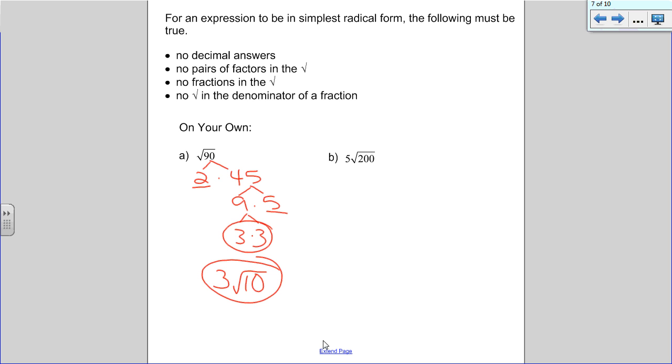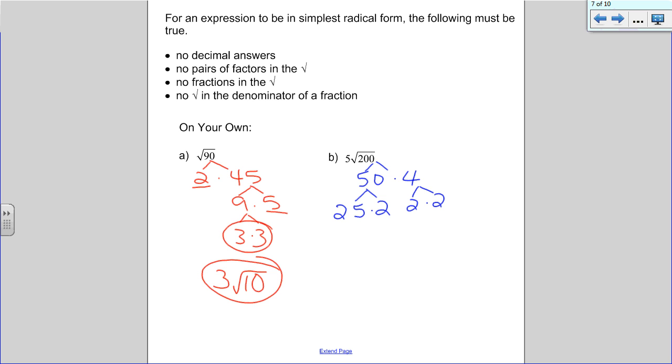All right. Owen, talk us through B. 50 and 4. Nice place to start. What'd you do from there? Beautiful. I like it. Can I circle these 2's? Are you okay if I do that?